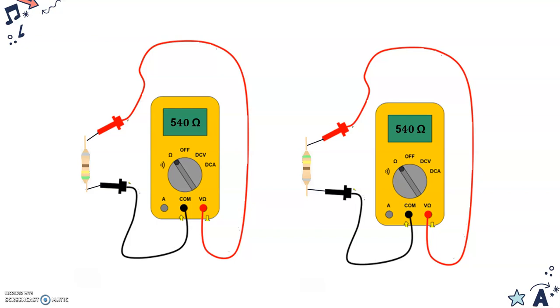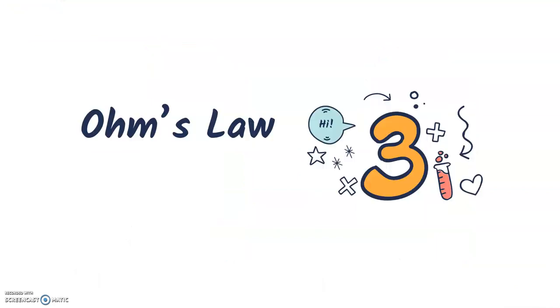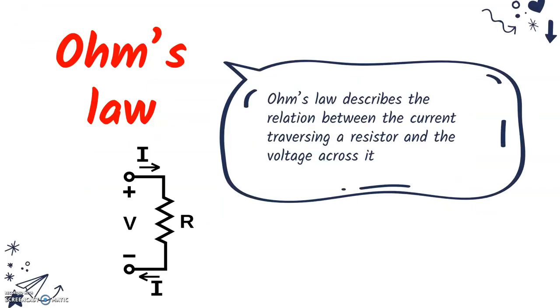So the first meaning is that the polarity of the ohmmeter doesn't matter, meaning the terminals of the resistor are identical for me. And the second meaning is that if I interchange a resistor in a circuit, this will not affect the sign of the current and the voltage in a circuit. Okay? I will start with the third objective, Ohm's law.